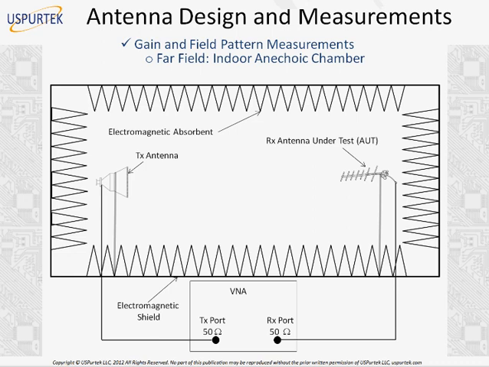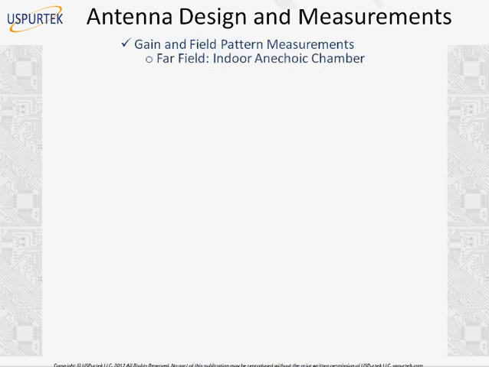Inside the anechoic chamber, we erect the transmit antenna and the antenna under test, and then connect these two antennas to a vector network analyzer, and pretty much use the same process we use in the open area test site. The difference is that now we have an indoor anechoic chamber where we can do far field measurements inside the chamber, using the electromagnetic shield around the room and avoiding any reflections from the walls, the roof and the floor.